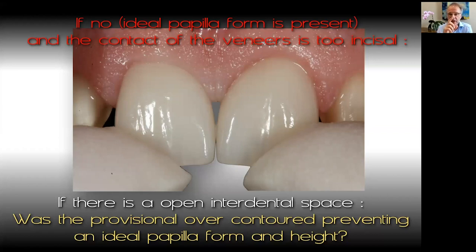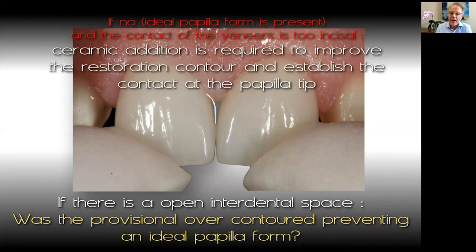If no, that means the ideal papilliform is present, then the contact of the veneers is too far incisal. What does that mean? That means you have to add ceramic to improve the restoration contour to establish the right contact at the right level, and that would be at the height of the papilla.